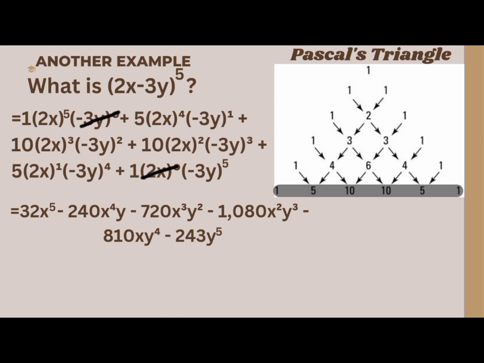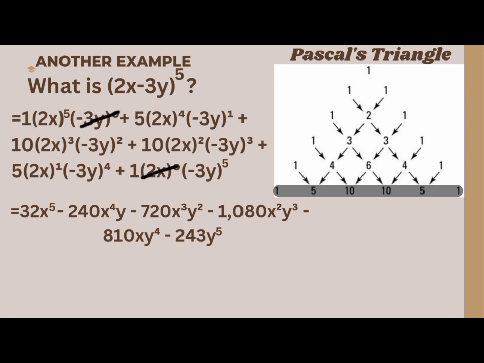Next, 10 times (2x)^2 times (-3y)^3 equals -1080x^2y^3. Next, 5 times (2x)^1 times (-3y)^4 equals 810xy^4. Then last, (-3y)^5 equals -243y^5.